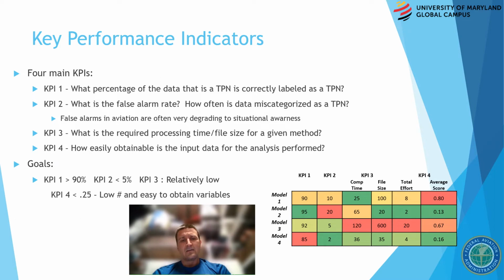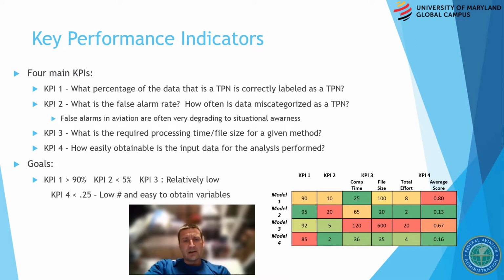And then the second KPI is the false alarm rate. In aircraft, often if you have a false alarm, it is more situational awareness, or SA, degrading than not having an alarm at all. Having an alarm go off can often lead to a pilot or a controller averting their attention when they don't need to do that. So a low false alarm rate is pretty critical to having a good method to analyze this data. So that's the second KPI.